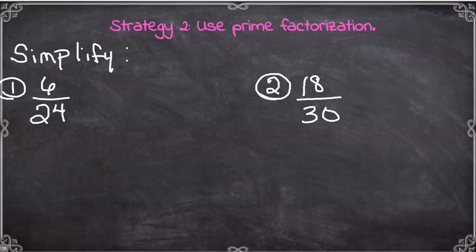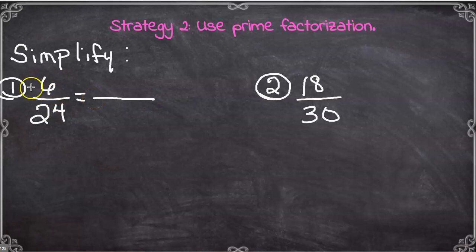Now I'm going to use the same two fractions that we used in the previous strategy, and we're going to look at strategy number 2, which is using prime factorization to simplify fractions. If you're really good with prime factorization, you can use it, and I think it's a great way to do this. If you're not familiar with prime factorization, I do have a video that I will share with you at the end on prime factorization. If you're good with it, that's great. It's a really nice way to simplify fractions.